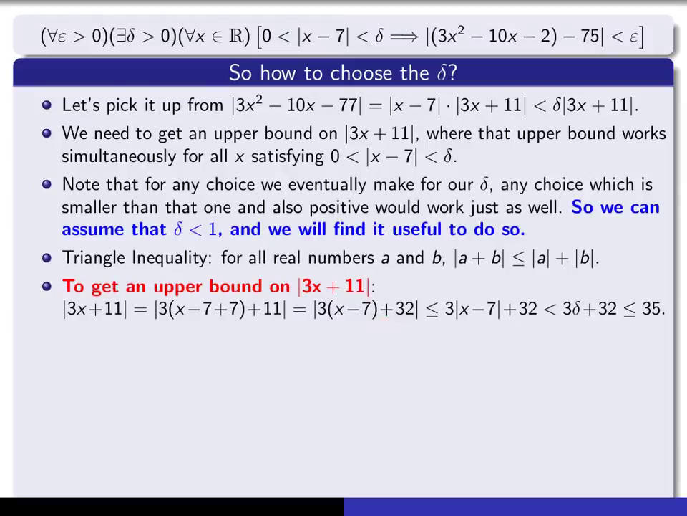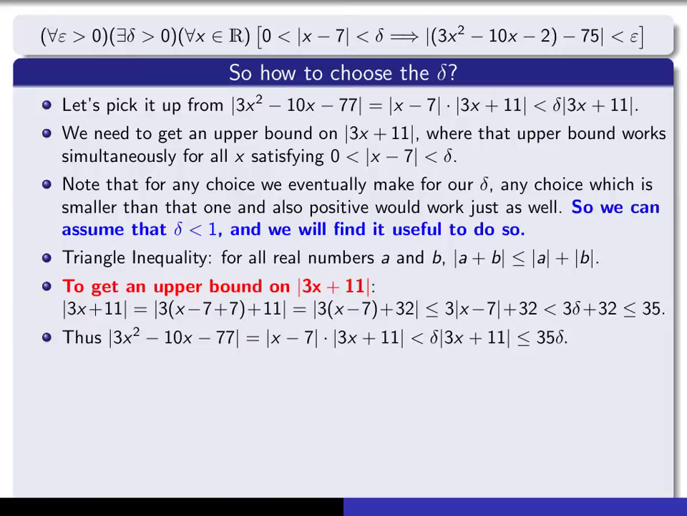Now I apply the triangle inequality, where this is my a, and this is my b. So that's smaller than 3 times absolute x minus 7 plus absolute 32, which is just 32. But absolute x minus 7 is smaller than delta, and delta we've chosen to be smaller than 1. So that's smaller than 3 times delta, which is smaller than 3 times 1 plus 32, which is 35. So that gives us the upper bound that we wanted on absolute 3x plus 11.